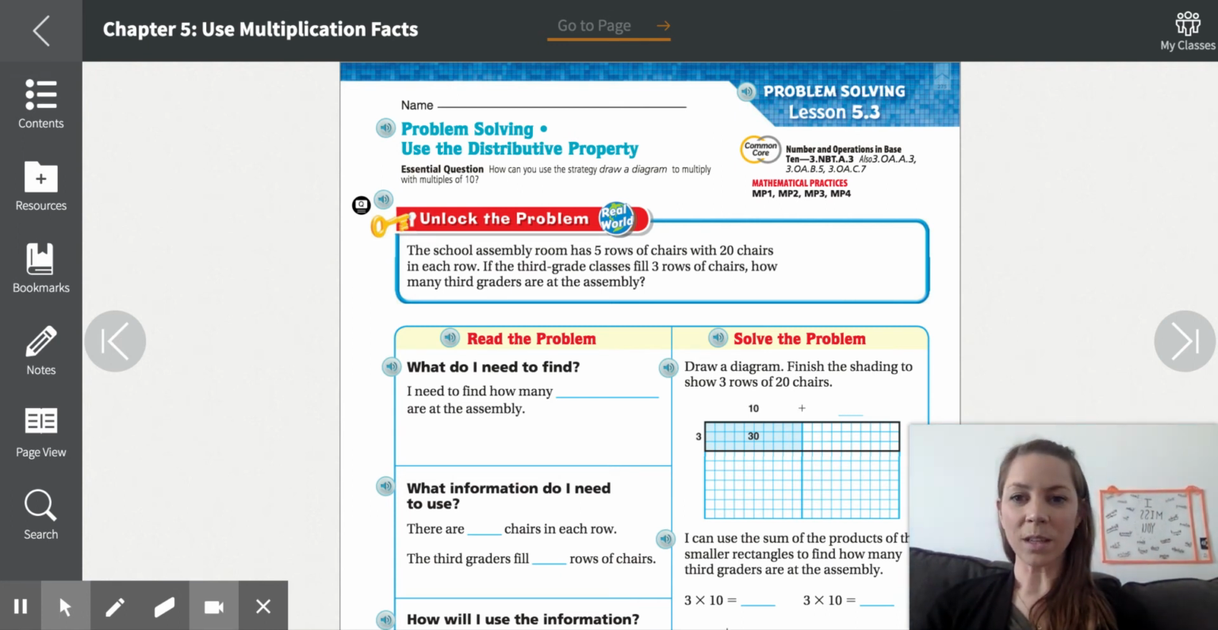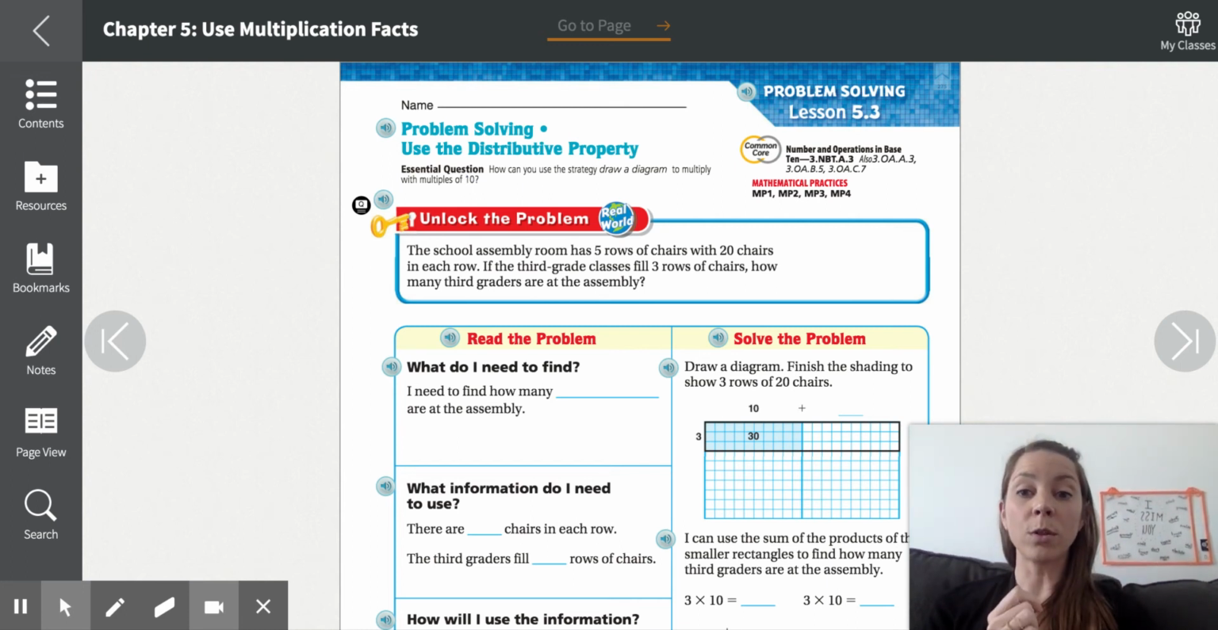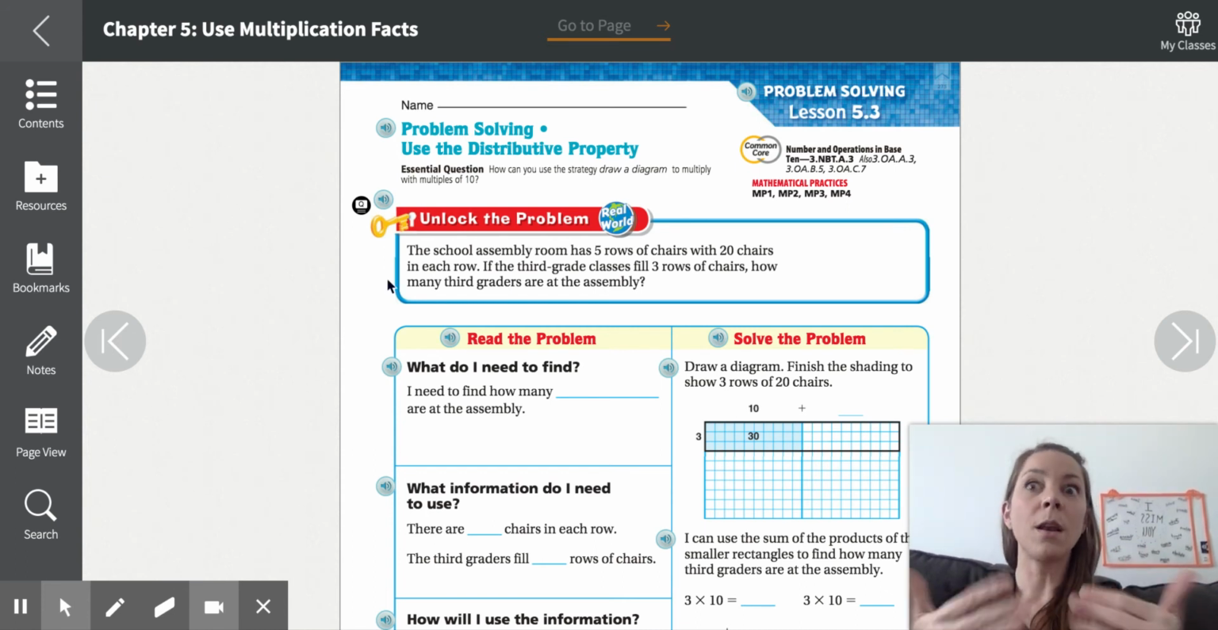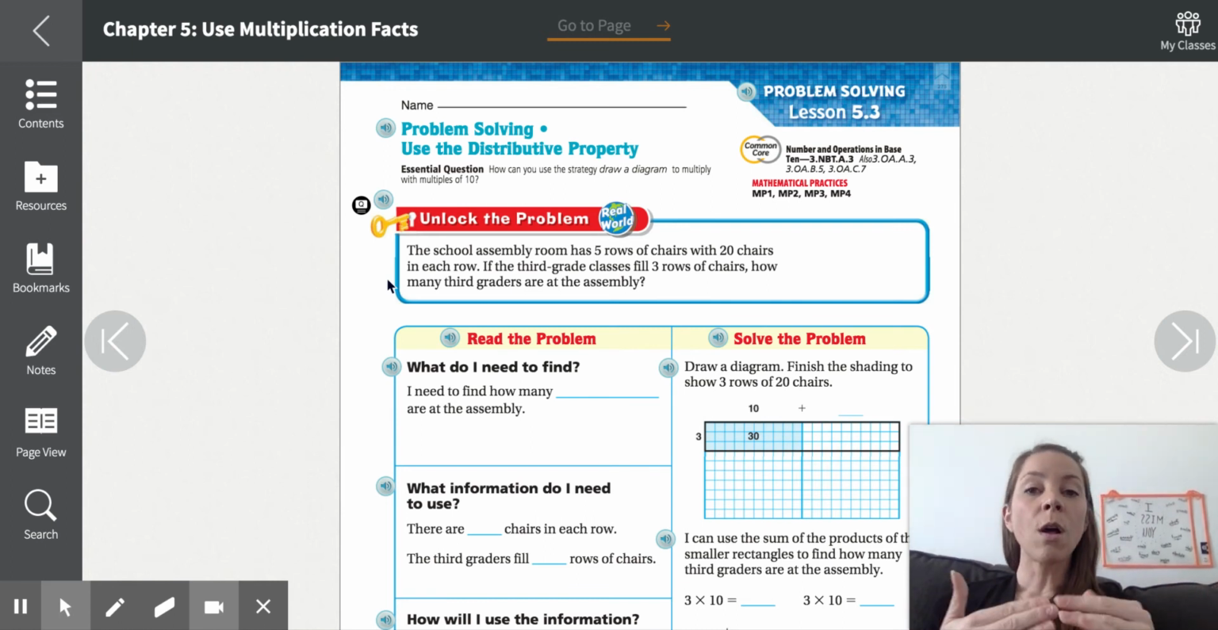Okay, so the title of this lesson is Problem Solving, Use the Distributive Property. Essential question: How can you use the strategy draw a diagram to multiply with multiples of 10? All right, so multiples of 10 just mean numbers that count by 10. So, like what is the answer when you're multiplying by 10? 10, 20, 30, 40, 50. So all of those numbers that have that zero at the end are multiples of 10. And today we're going to learn how do we multiply by numbers like that? How do we multiply 7 times 20 or 6 times 40?